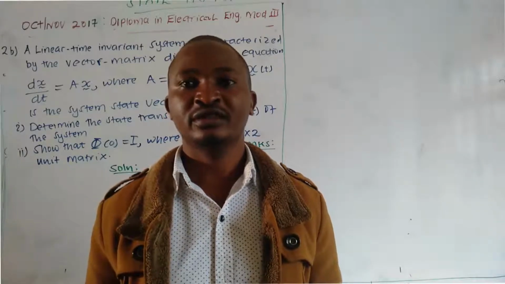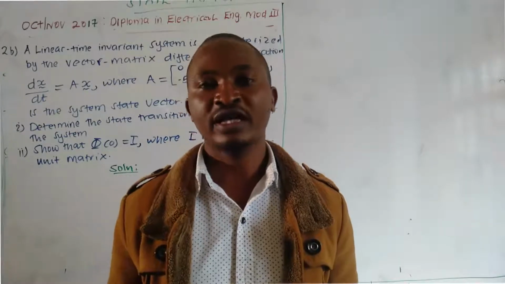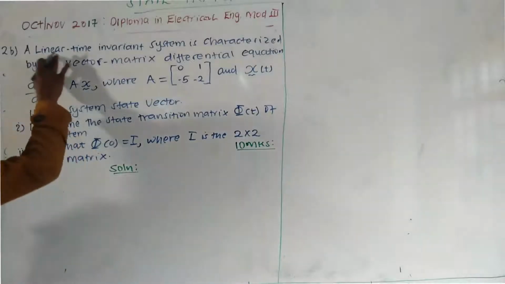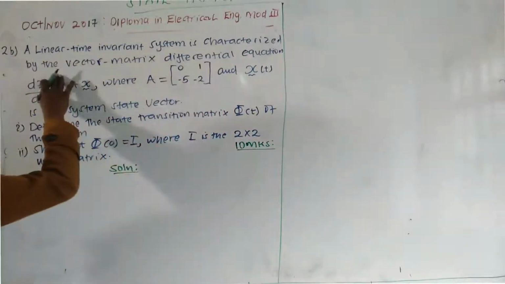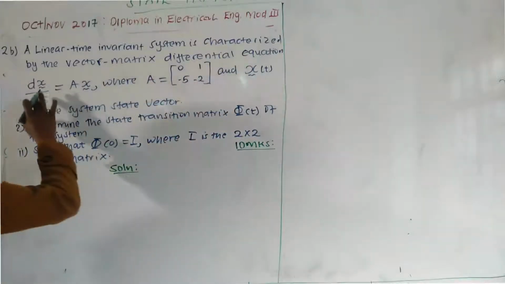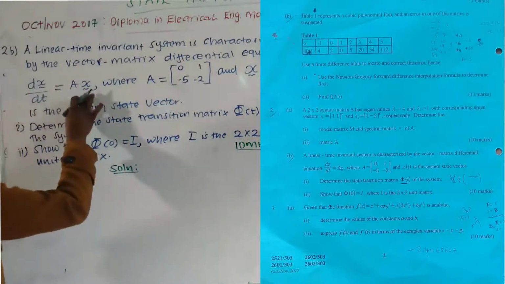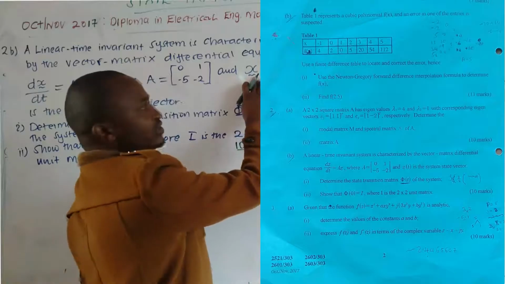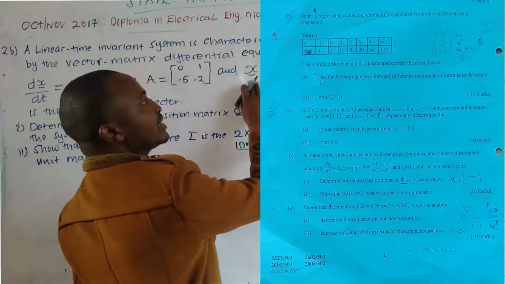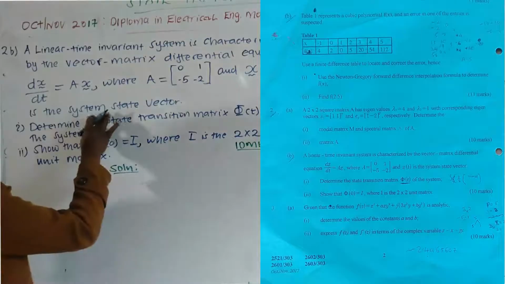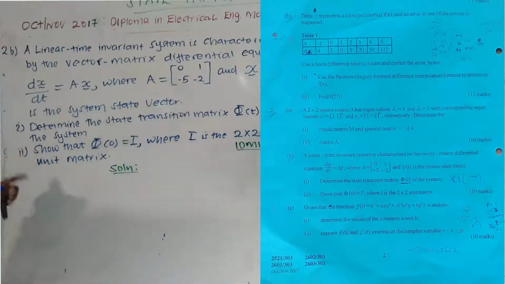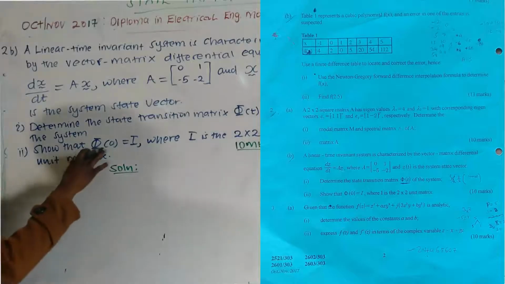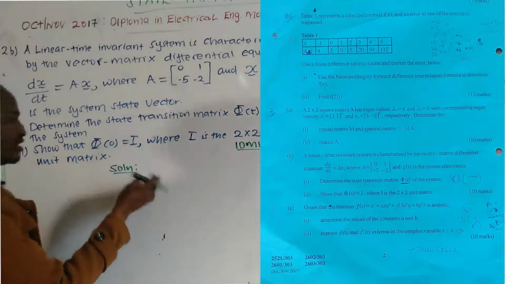Now let us quickly go through our fourth example in state transition matrix. We are told here that a linear time invariant system is characterized by the vector matrix differential equation, derivative of x with respect to t is equal to Ax, where A is a 2 by 2 matrix. Note this x of t is a system state vector. We are told to determine the state transition matrix phi of t of the system, and also show that phi of 0 is equal to the identity matrix.